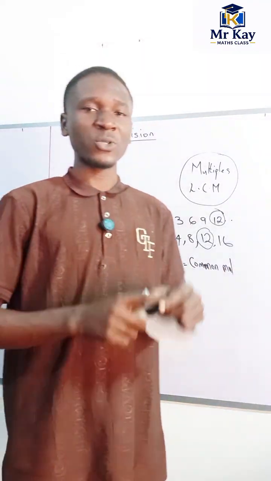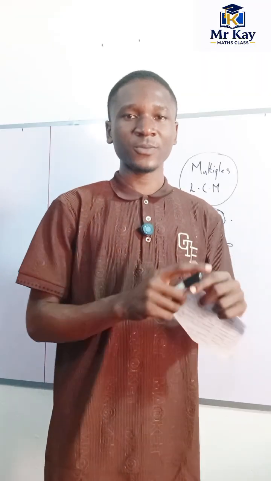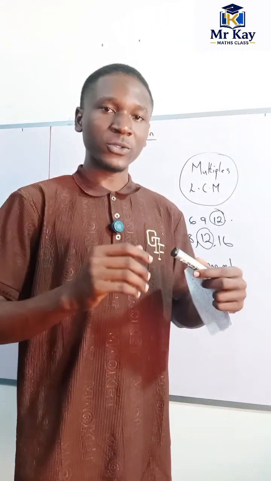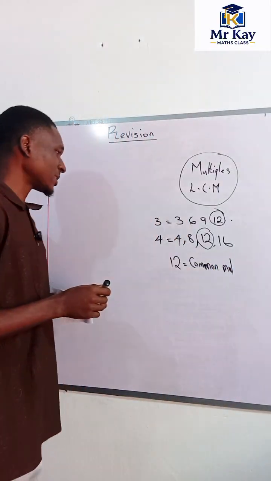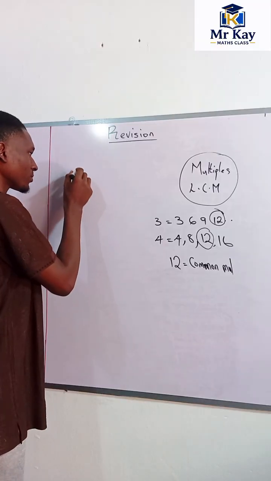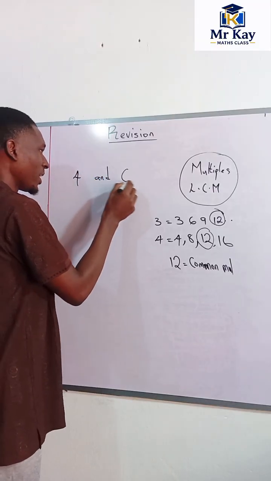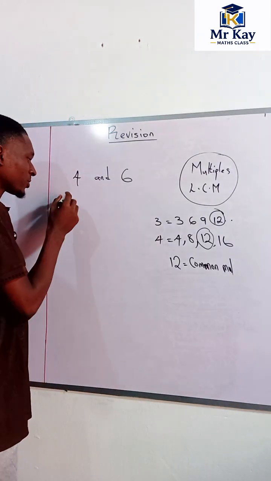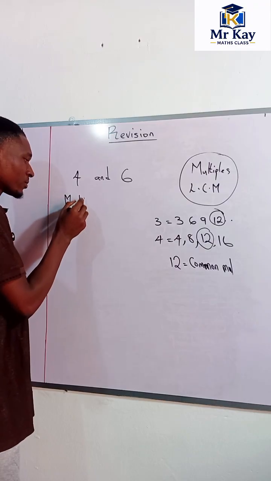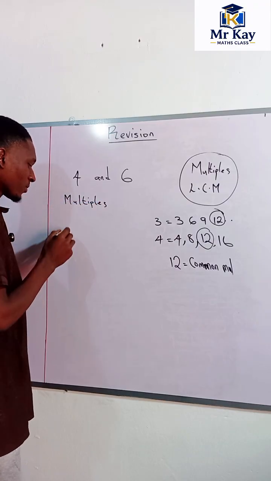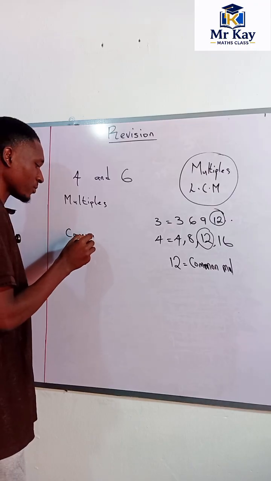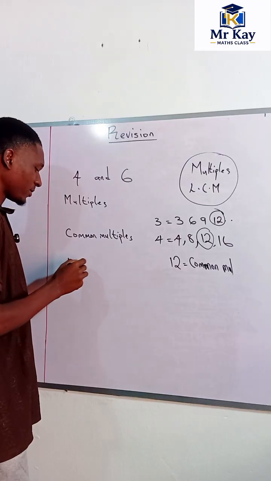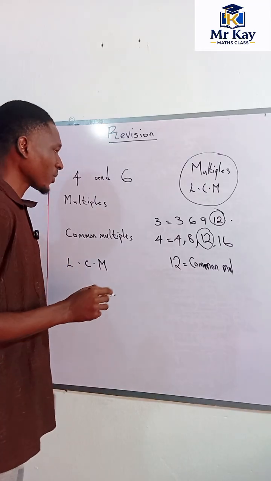And the final one, we talked about lowest common multiples. The lowest common multiple is the smallest number that can be divided by a group of numbers without leaving a remainder. For example, if you have two numbers 4 and 6, to look for the lowest common multiple, the first method is to find the multiples, find the common multiples, and then find the lowest common multiple. We talked about this method.